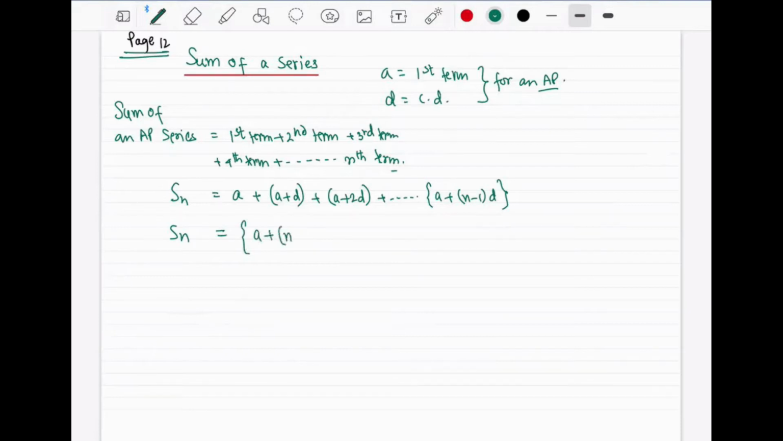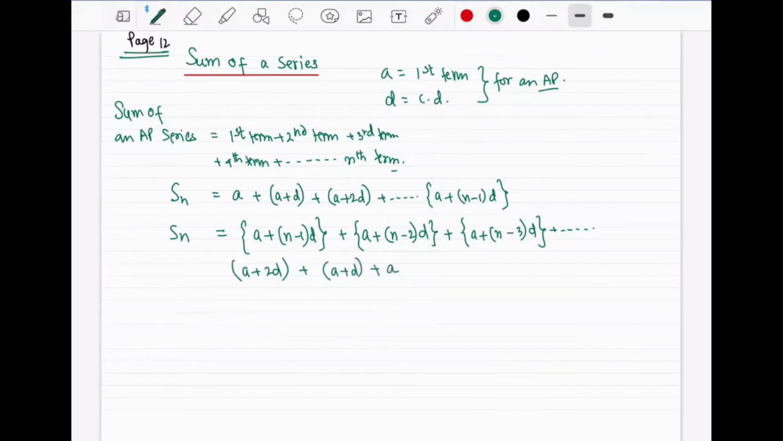We will have a plus n minus 1 d. This is the nth term. Before the nth term, what term is there? You have to replace the n minus 1 with n minus 2. Next is a plus, you have to replace the n minus 2 with n minus 3. And then you continue, and at last we will have the third term, the second term, and then the first term. Let this be equation 1. Let this be equation 2. So this is equation 1, this is equation 2.